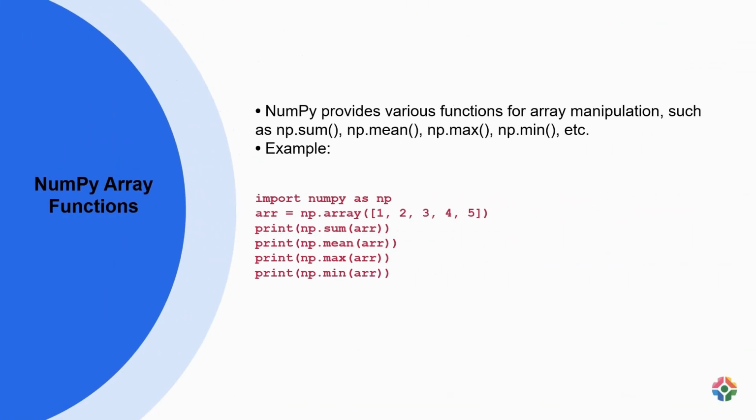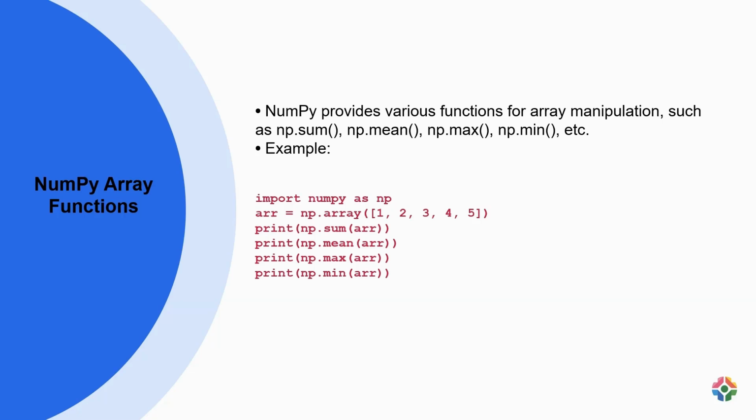NumPy is a Python library that offers functions for array manipulation. Some essential functions include np.sum for calculating the sum of array elements, np.mean for finding the mean, np.max for determining the maximum value, and np.min for identifying the minimum value in an array. For instance, when working with an array like 1, 2, 3, 4, 5, using these functions is straightforward.